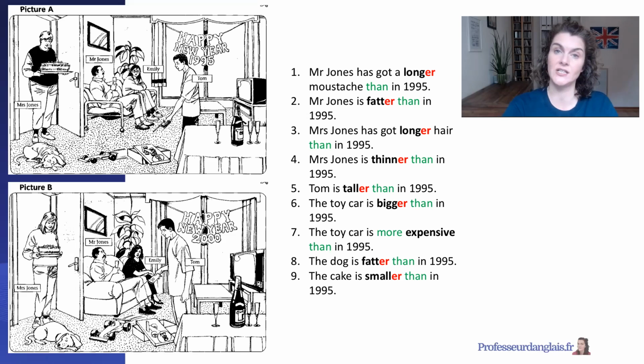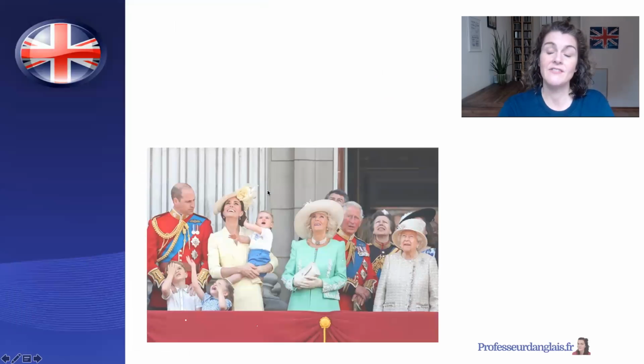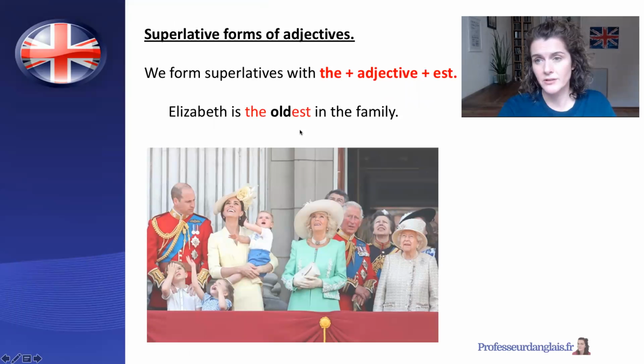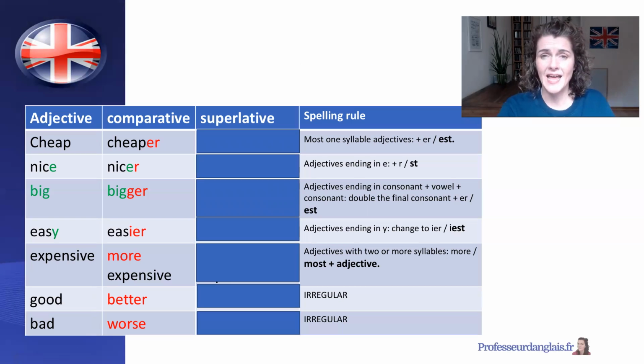Okay, so that's comparative adjectives. We use that to compare two things, like comparing picture A with picture B. Let's have a think about superlative adjectives. We form superlatives with the, then the adjective, and then est on the end of that adjective. We use superlative adjectives to talk about the upper or lowest limit of something. For example, Elizabeth is the oldest in the family.